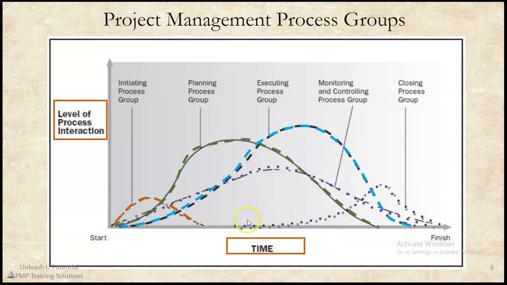And for the closing process group, closing happens before planning and execution are completed. Why? Because phase-wise, we develop some deliverables, right? Whenever we deliver certain things, we try to close those deliverables. That is the reason closing starts before completing our planning and execution. So this is how there are a lot of interactions between the process groups.